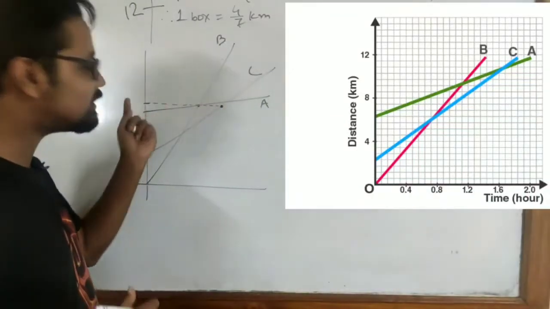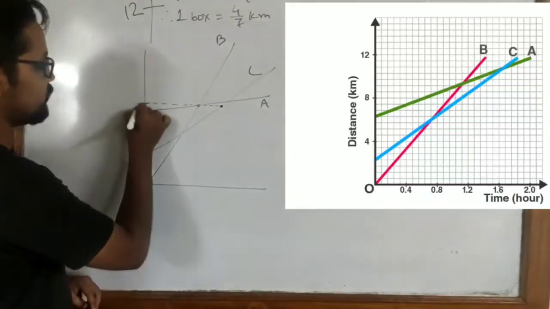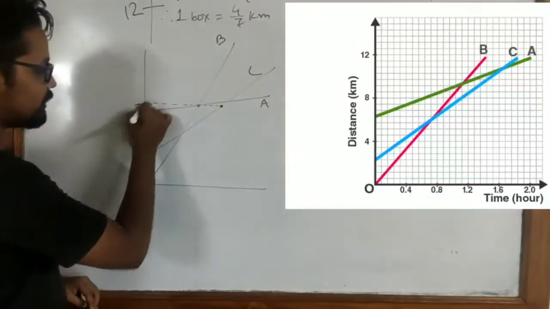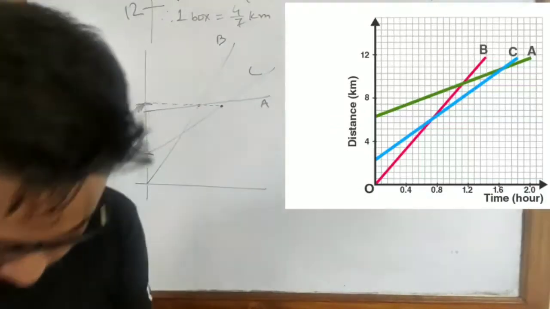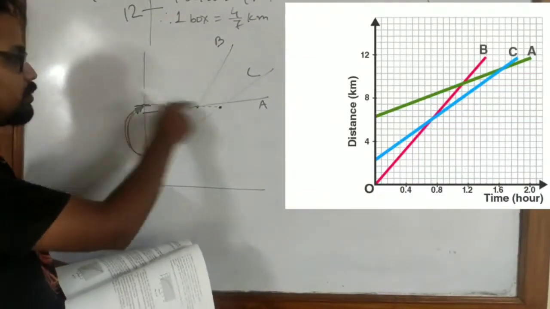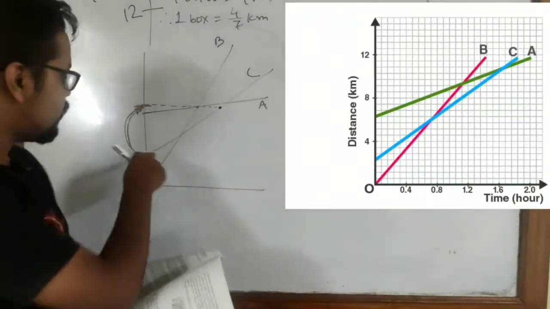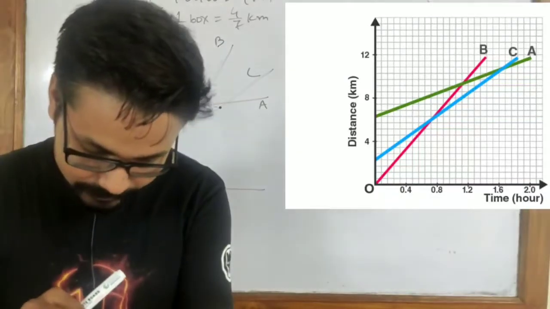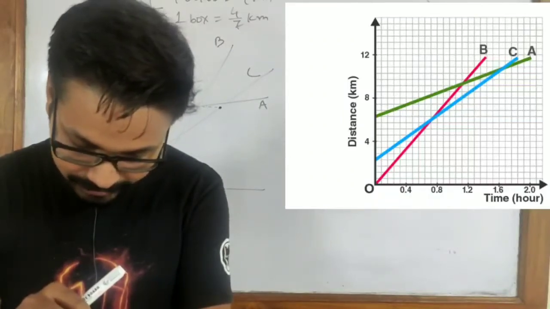So how much distance has C covered? Count the boxes from this point to this point, and you will easily be able to get the distance traveled by C. From the graph, if we count the number of boxes C has traveled from this position to this position, where B and A meet, we need to find C. Count up to here. What I get from my graph is 4 boxes, 5, 6, 7, 8.